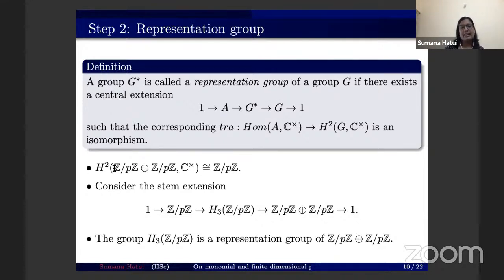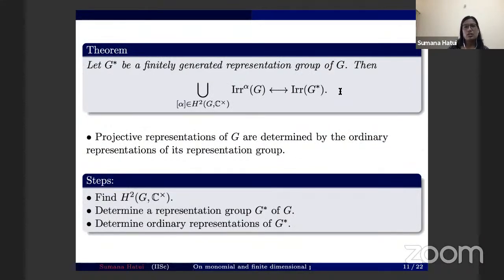For example, you can take this abelian group Z mod PZ direct product Z mod PZ, and then you take the Heisenberg group: the 3 cross 3 matrices where the diagonal entries are 1, the three elements are on the right side, and the lower entries are 0. So this Heisenberg group is a representation group of this abelian group. Okay, but how does this connect with projective representations?